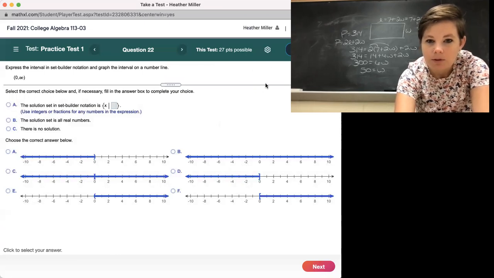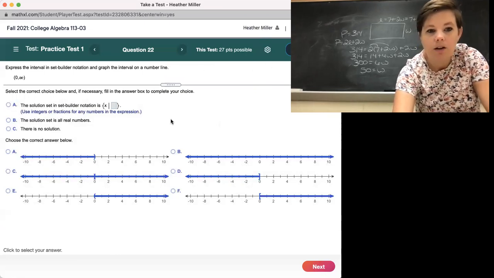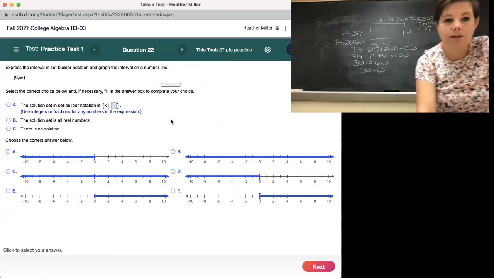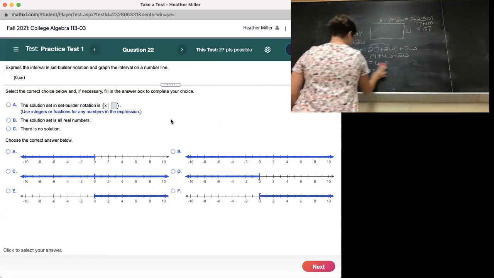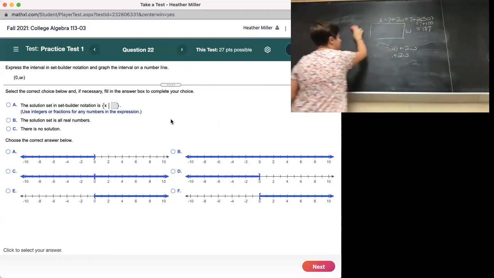All right, let me move this up a little bit. We're going to express the interval in set-builder notation and then graph it on the number line. So this is all from 1.7.